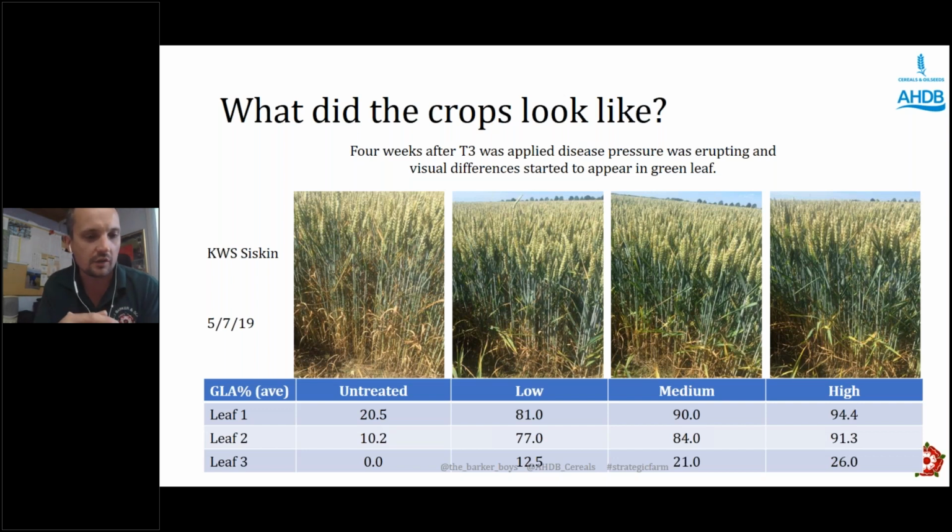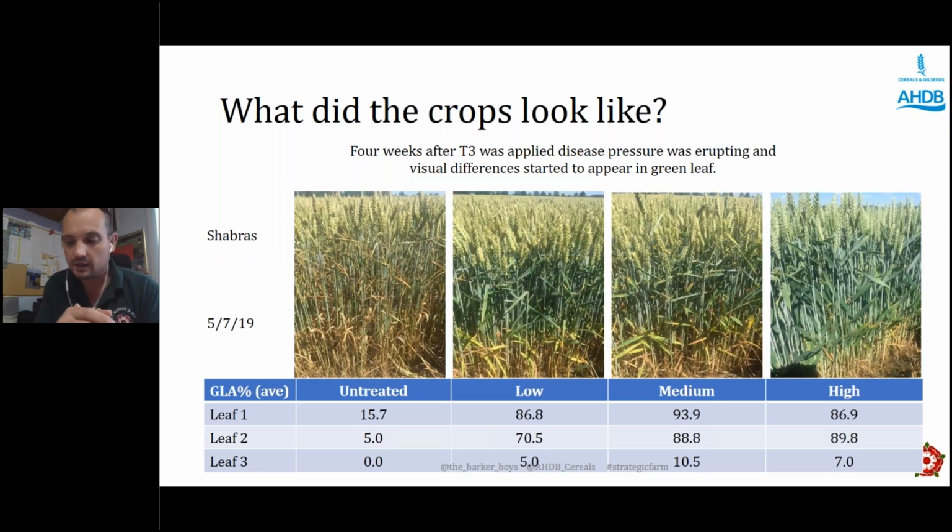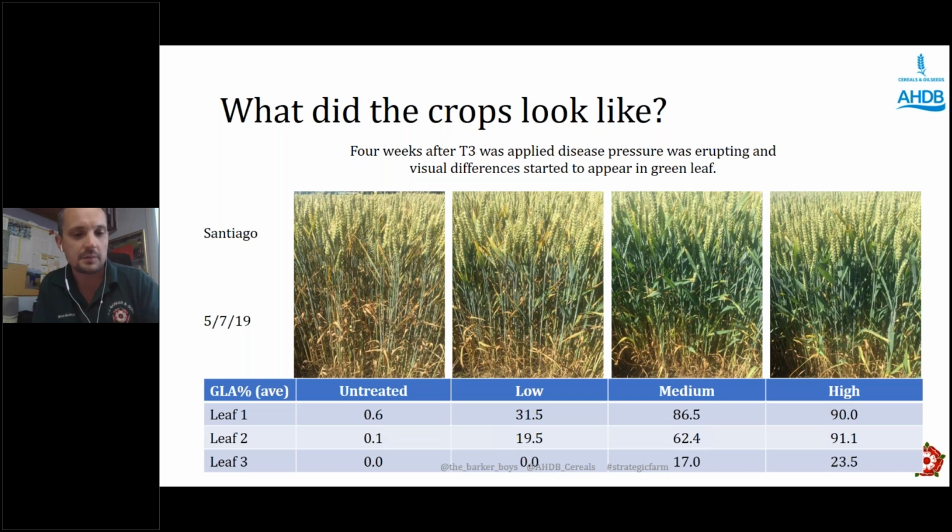So when we move on to the next variety, Chabras, this one and the next variety had the worst untreated plots really. Santiago, the old stalwart that always seems to break down, has performed really well for us on our farm. But you can see that with the inputs we invested, there's quite a big spend difference between the plots, which are all in the handout from last year, so you can go back and look at them. You can see there's quite a lot of difference.